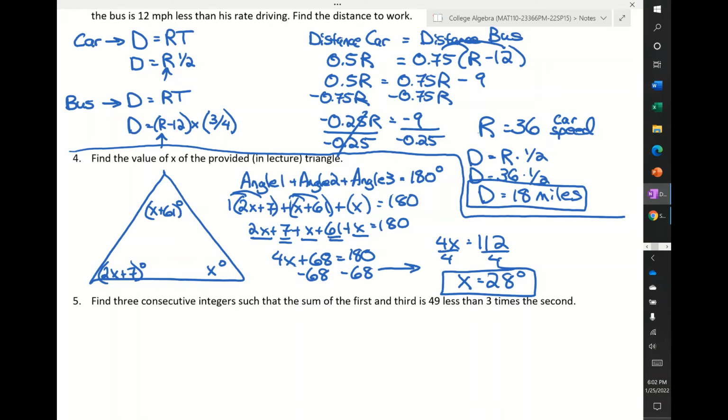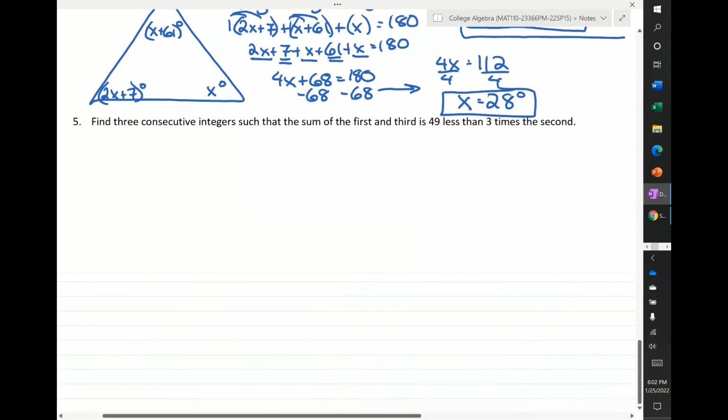All right, so let's go ahead and finish with this last problem. We have 3 consecutive integers. An integer is just a number without any decimals or fractions. So like -3, 5, 10, those are integers. We have 3 consecutive integers. So let's say we have the first integer, the second integer, and the third integer.